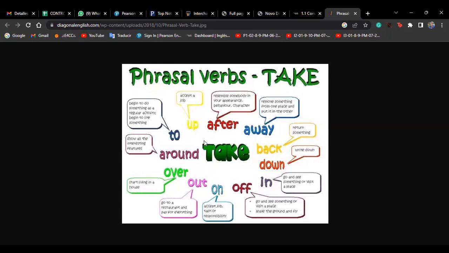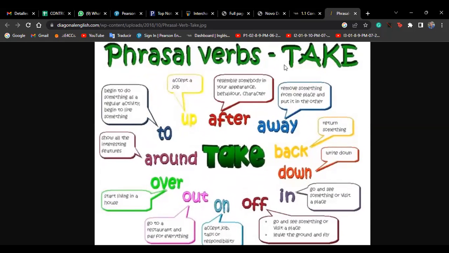In other words, guys, we have two-part verbs. For example, take up means accept a job. If we say take after, the meaning is resemble somebody in your appearance, behavior, or character. Take away means remove something from one place and put it in another place. Take back means return something. Take down means write down. Take in means go and see something or visit a place. Take off means leave the ground and fly.